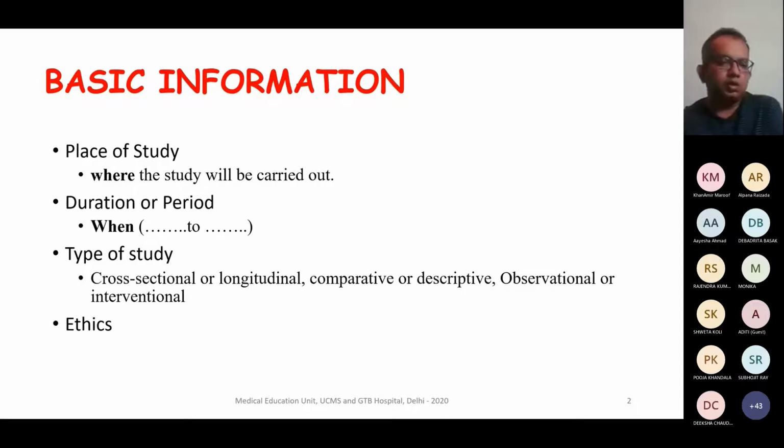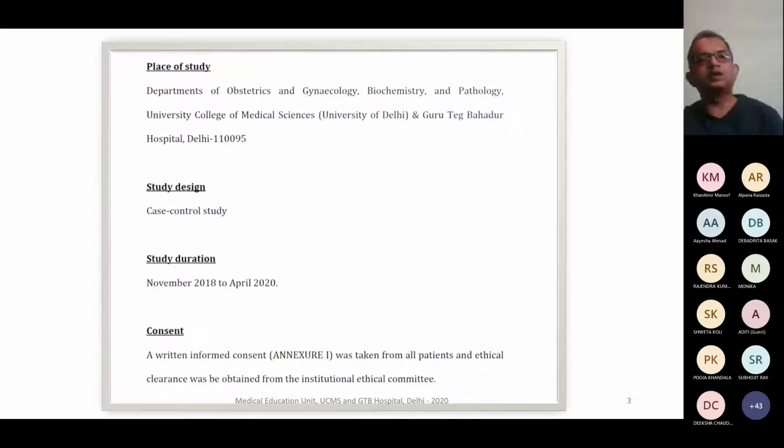So that also is an important thing. If your research is on human subjects, then you'll have to take ethical permission from the institutional ethical committee for human research. And if it is on animal studies, then you have to take it from the animal research ethical committee, and you have to mention that this has been taken and informed consent has been signed by the patients who have been included in the study. So this is an example, as I said. The Department of Obstetrics and Gynecology, Biochemistry, Pathology, this is the place of the study. Then you mention the study design, duration of the study, and then you write about the ethical part.